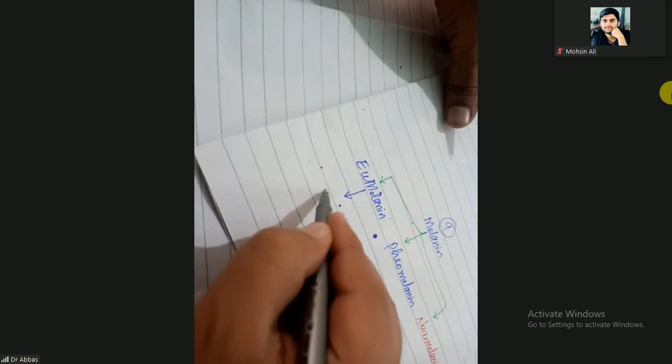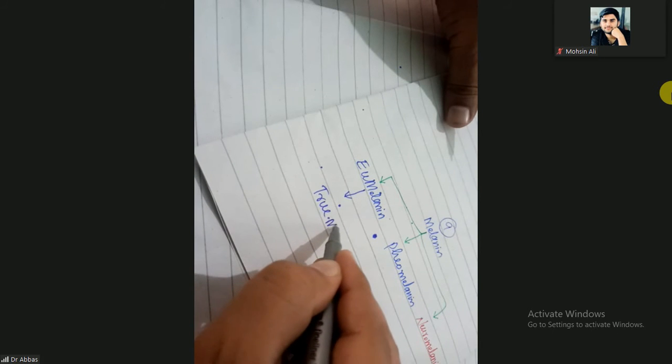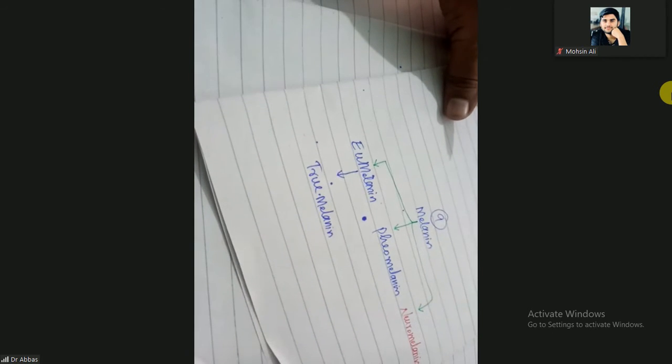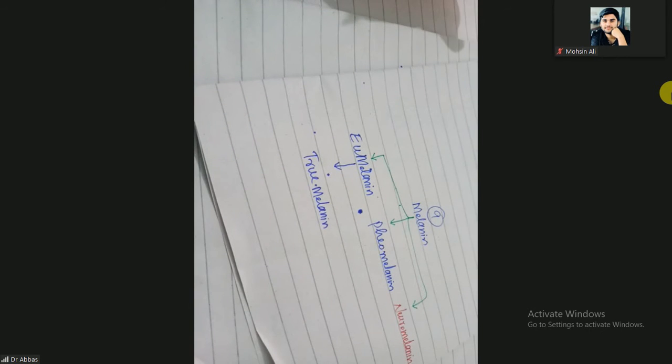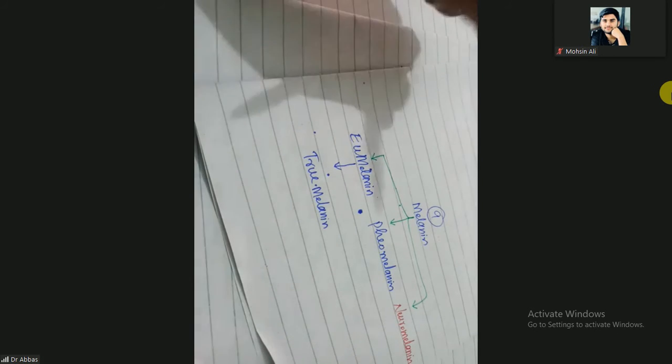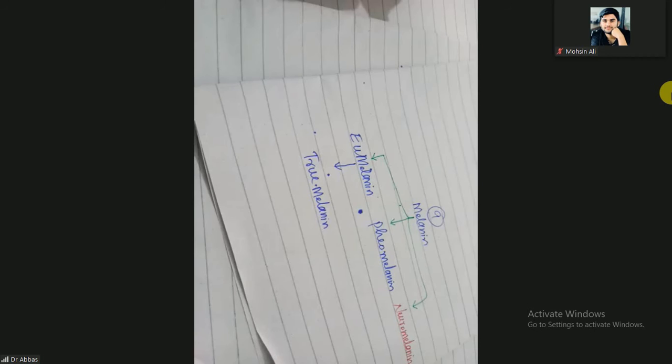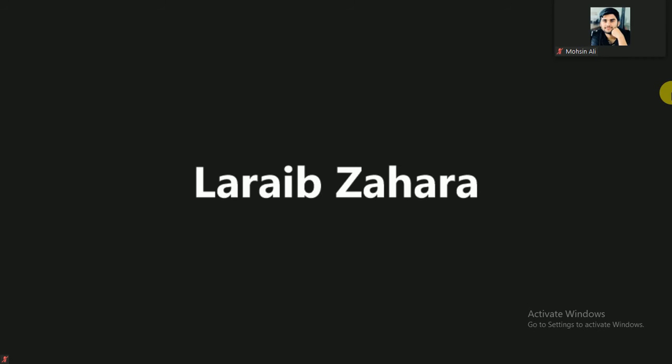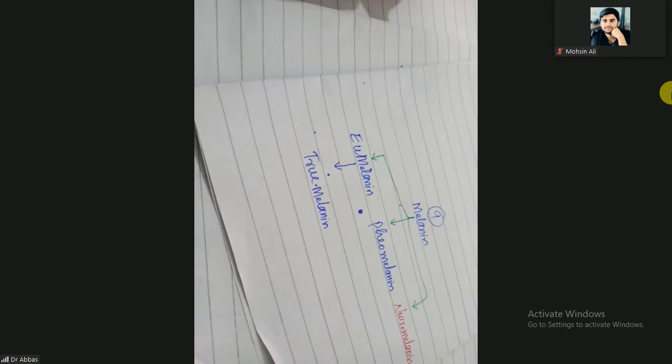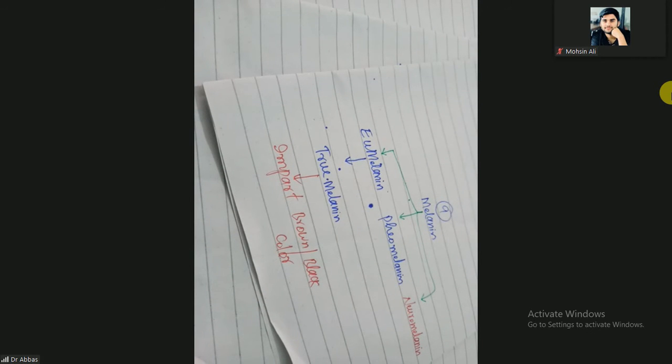So what is eumelanin? Eumelanin is a true melanin. What does true melanin mean? It means it is a true pigment of the skin, the true color of skin. So which color will it impart to the skin? Dark, brown or black color to the skin. So eumelanin is the true melanin that imparts the brown or black color of the skin.